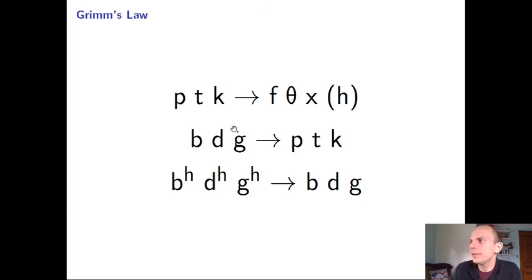This is saying B, D, G, again in Proto-Indo-European, became P, T, K in Germanic. What happened here? Can we describe this more simply with a single rule? These voiced stops became voiceless. These aspirated voiced stops became unaspirated voiced stops. And these voiceless stops became fricatives, voiceless fricatives. That's Grimm's law.